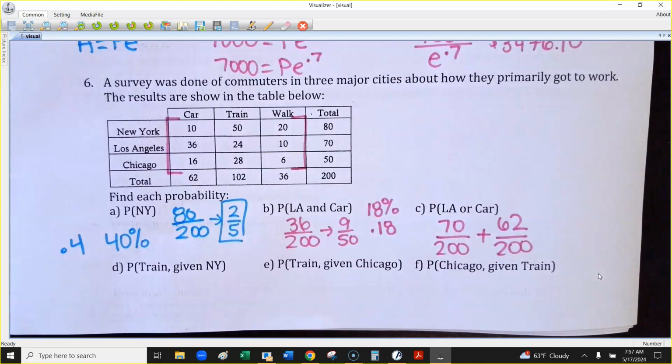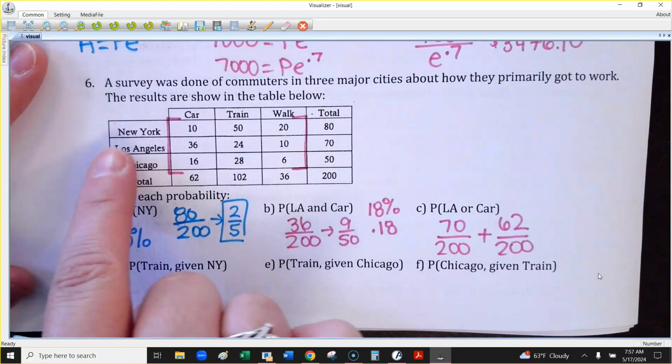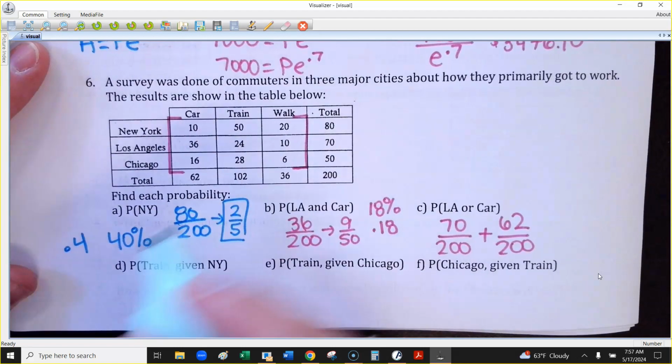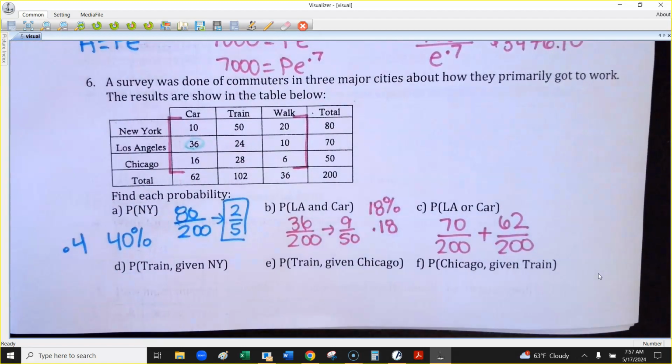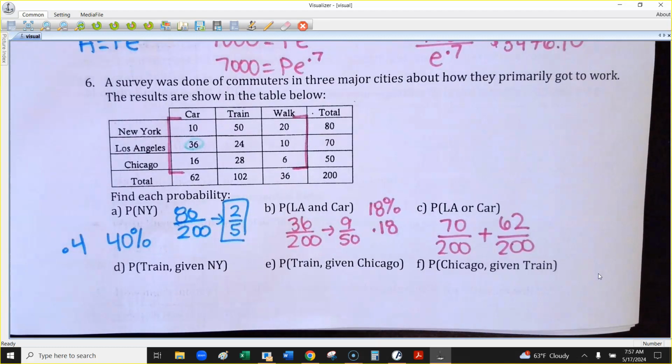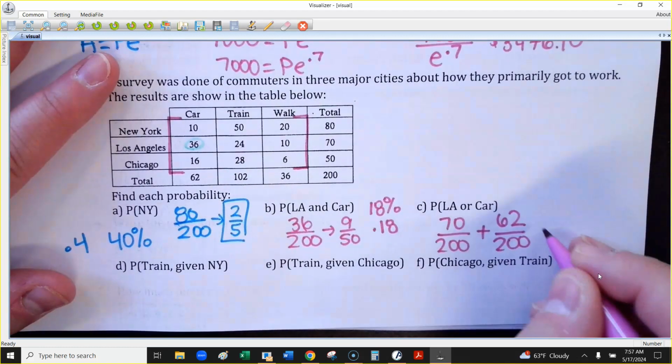Yes. Okay, so we basically counted a group of people twice. So the 70 and the 62, we counted these 36 people. We counted them in both of those categories because they were both in that column and that row. So we have to subtract off the 36 over 200.